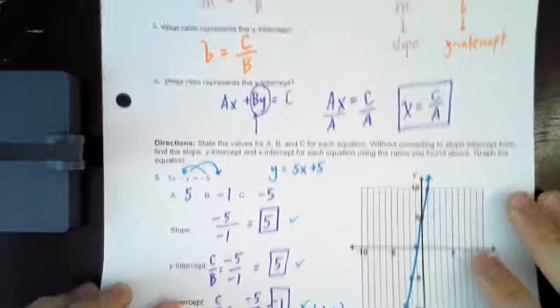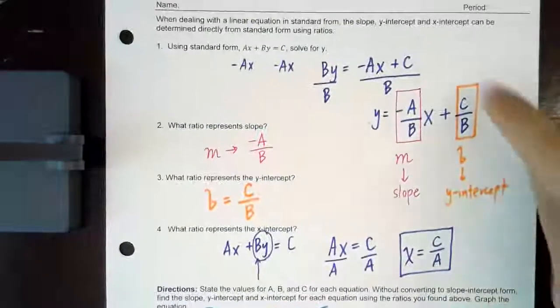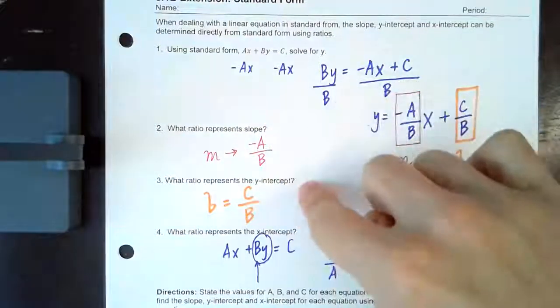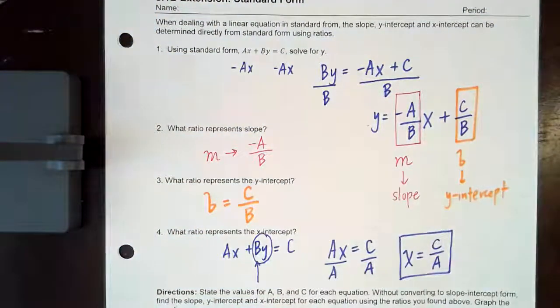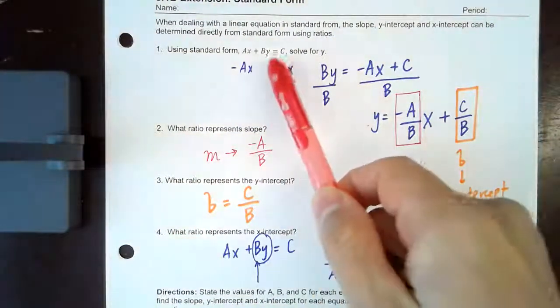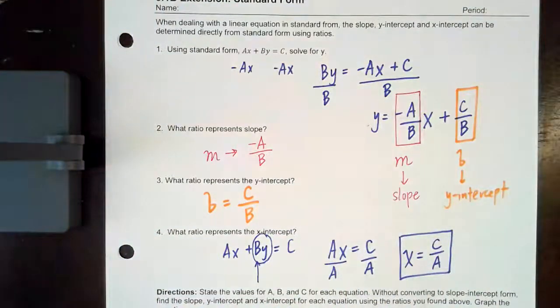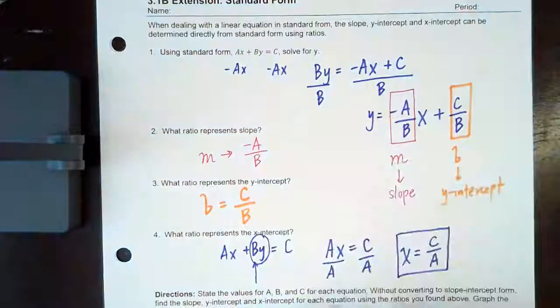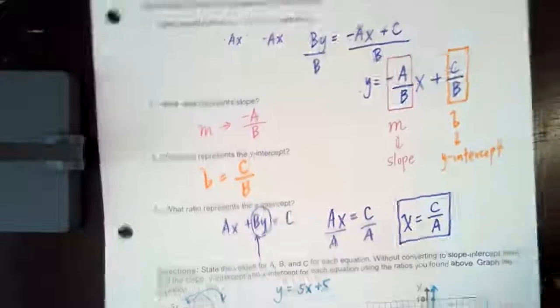This is just a quick extension lesson to show you that there are ratios that you could use when something is in standard form to calculate the slope, the y-intercept, and the x-intercept. Ideally, you want to be able to convert your standard form into slope-intercept form anyways, so you could double check your answers. I probably would do that method first, and then I would double check with these calculated ratios.